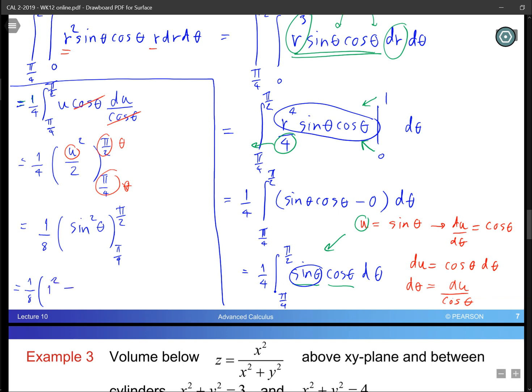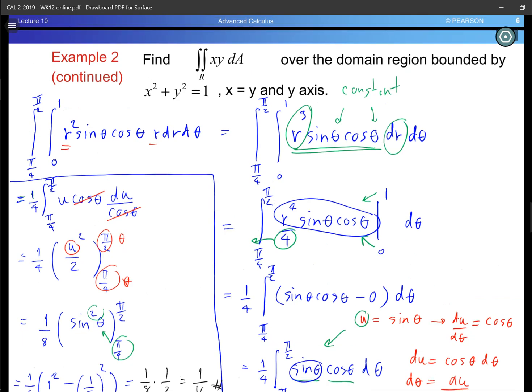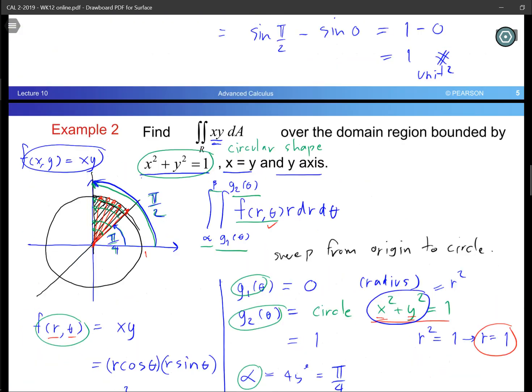Minus, pi over 4 goes in. Sine 45 degrees, that is 1 over square root of 2. And we have a square here, so we have 1 over square root of 2 squared. Alright, so we have this 1 here, and this we have 1 over 2, so we have 1 over 8 times 1 over 2, and that is equal to 1 over 16. And that is the answer for this example. Okay. So don't forget to draw the domain region to start the problems.